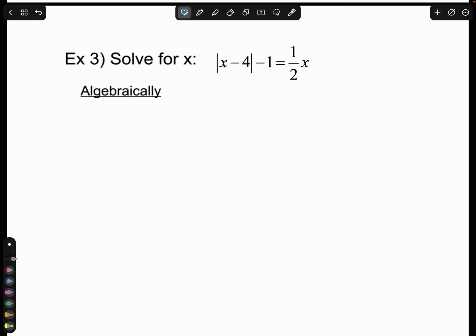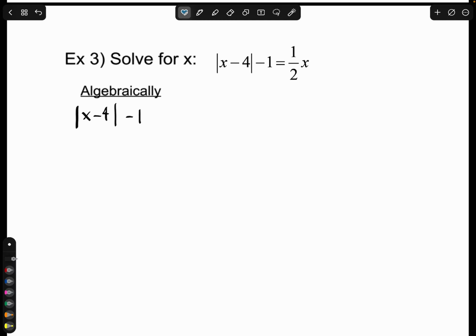All right, let's move on to the next one here. We've got example 3. Solve for x. The absolute value of x minus 4, minus 1 is equal to 1/2 x. So this is what I worry about a little bit here. Sometimes students struggle with these absolute value equations. So I'm going to set it up first.